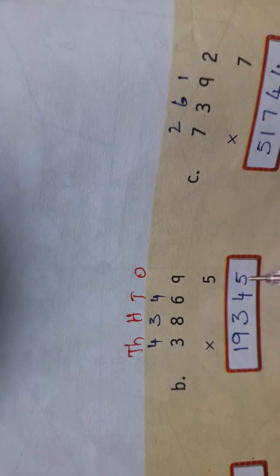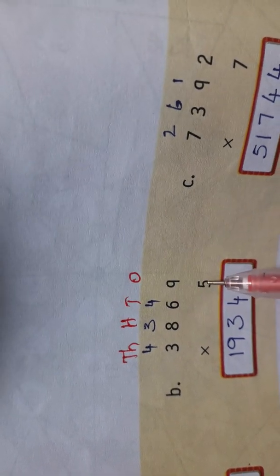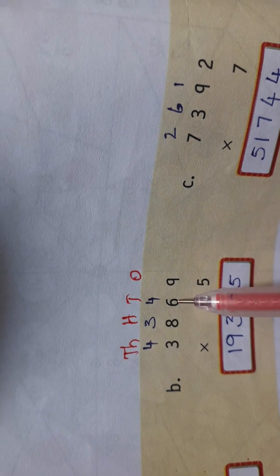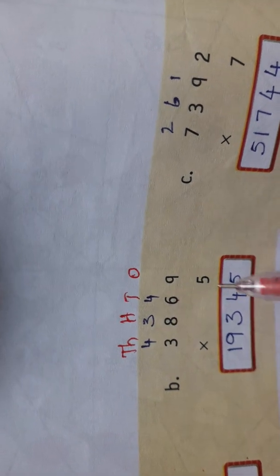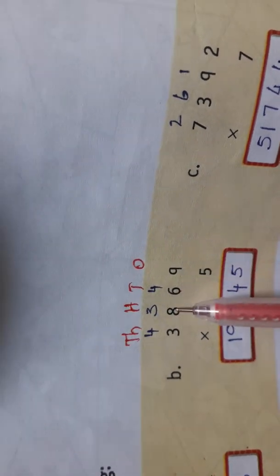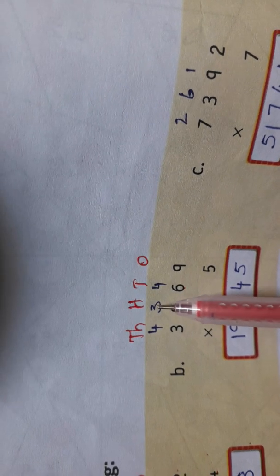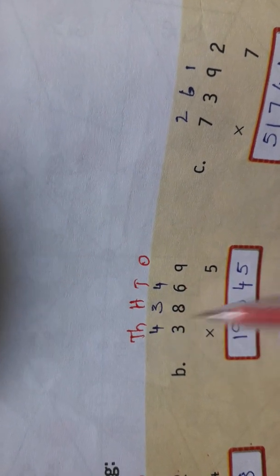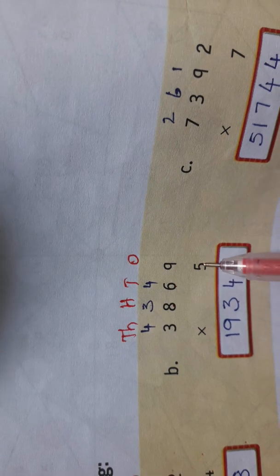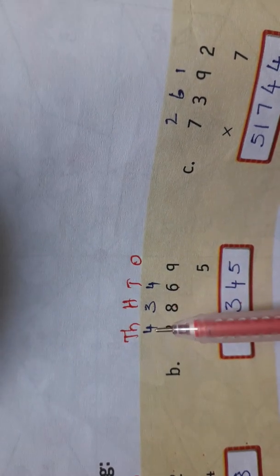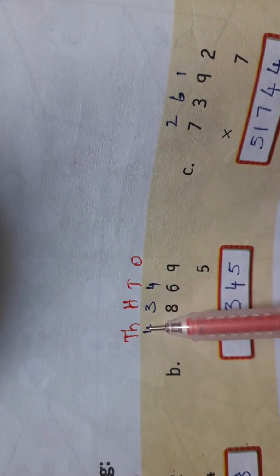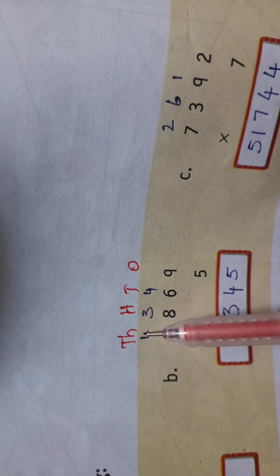Now start again from the ones place. 5 nines are 45. 5 sixes are 30. 30 plus 4 is 34. 5 eights are 40. 40 plus 3, 43. 4 and 3. 5 threes are 15. 15 plus 4. After 15, 16, 17, 18, 19. 19 is the answer.